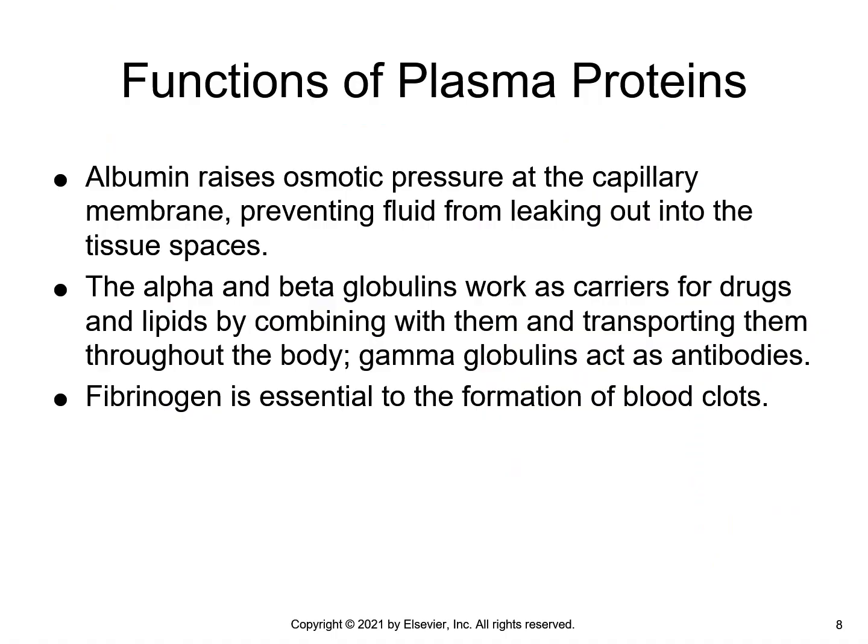Plasma proteins have various necessities throughout the body. One plasma protein is albumin. It raises the osmotic pressure, prevents fluids from leaking into tissue spaces. We also have alpha and beta globulins. These carry drugs and lipids and transport them throughout the body. And then we have fibrinogen that is needed for clotting.